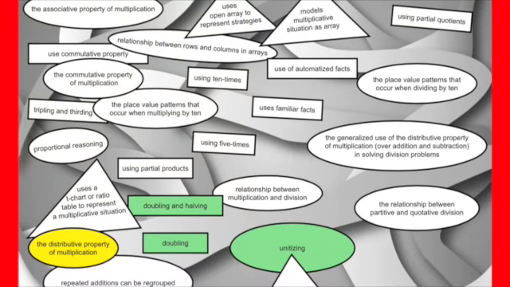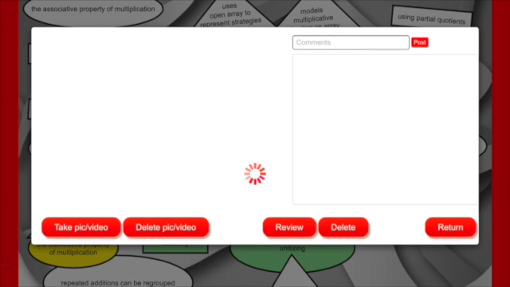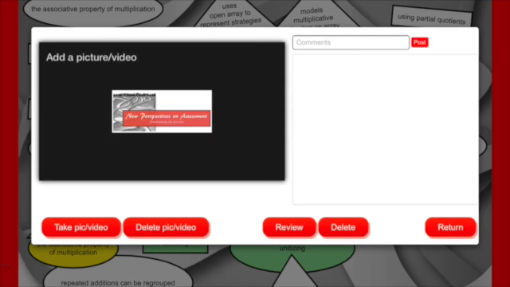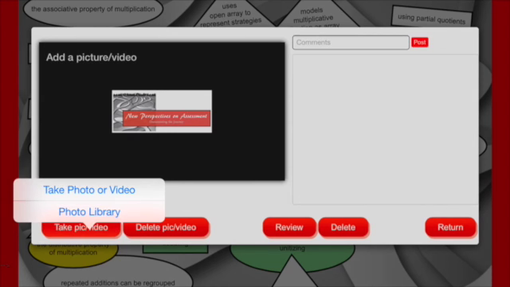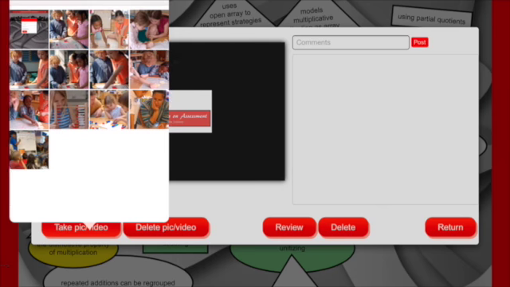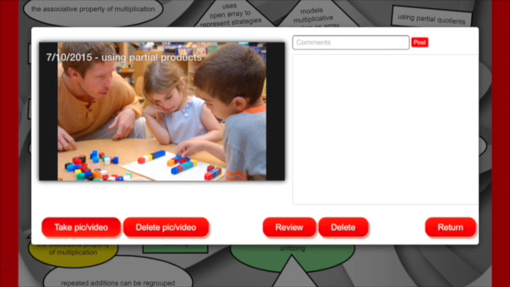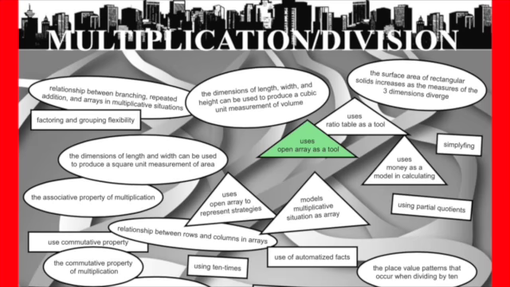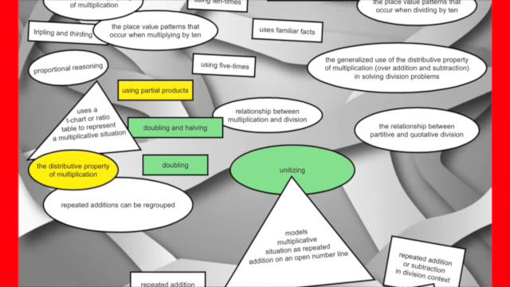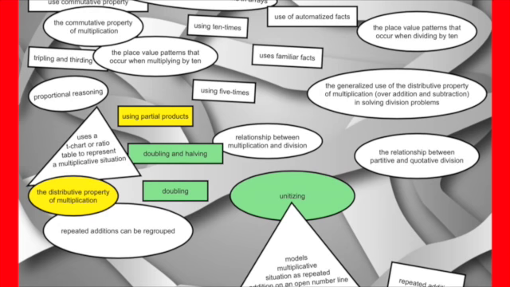Another interesting feature is the review feature. So I'm going to open up the use partial products, and I think I am pretty confident in what that means and what that looks like. So I'm just going to put a picture in here of the partial products being used. But let's say I really want someone to look it over for me, perhaps a colleague or my math coach or even the principal. I'm going to click on Review. It turns yellow, and I go back to the landscape. You can see they're using partial products as yellow.